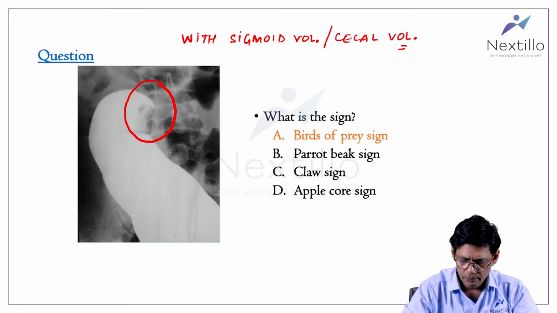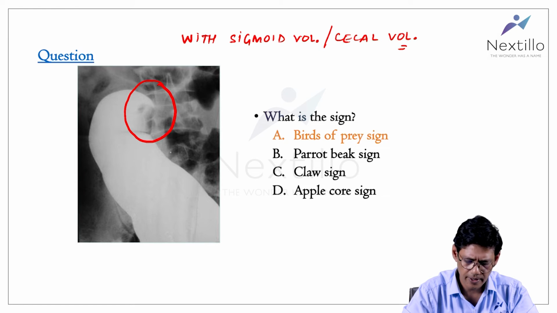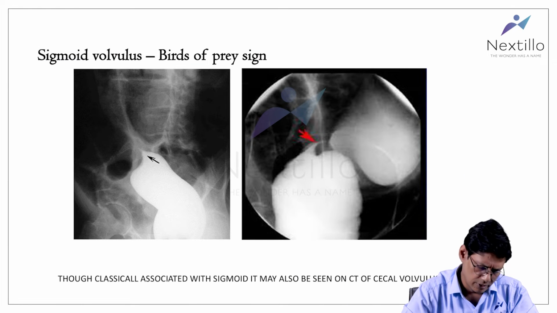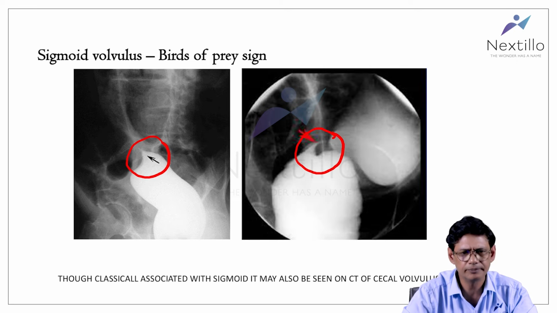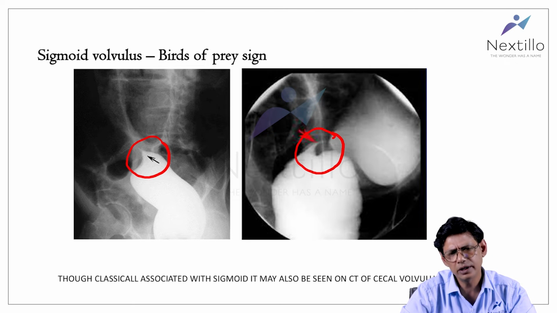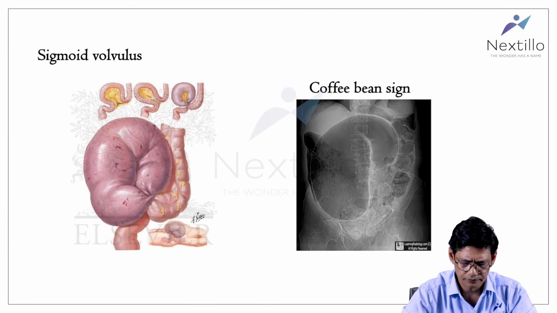A few more pictures over here for the birds of prey sign. Here we can see the birds of prey sign, and the second one also the bird of prey sign. So this is it, the birds of prey sign seen with barium enema in a patient of volvulus. A number of other signs too may be seen with volvulus.